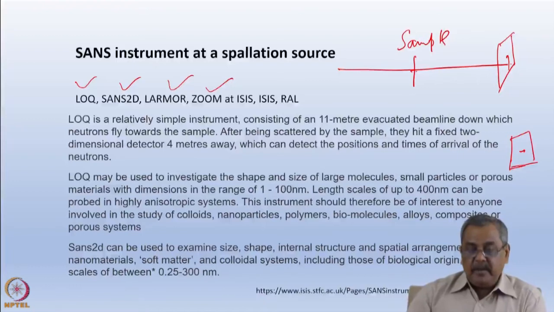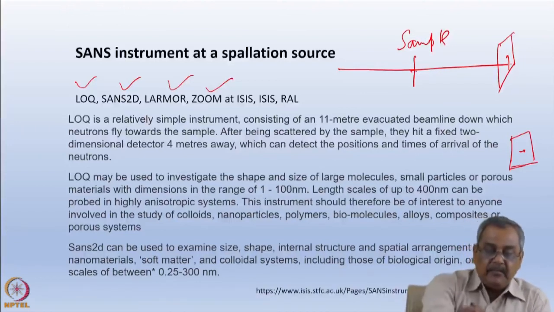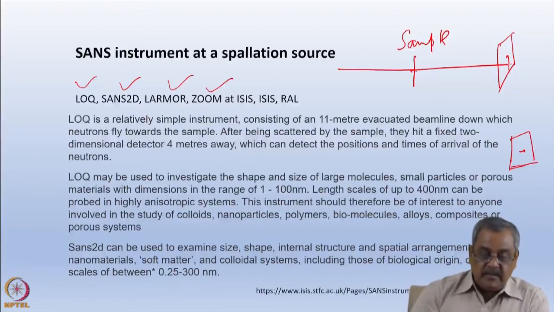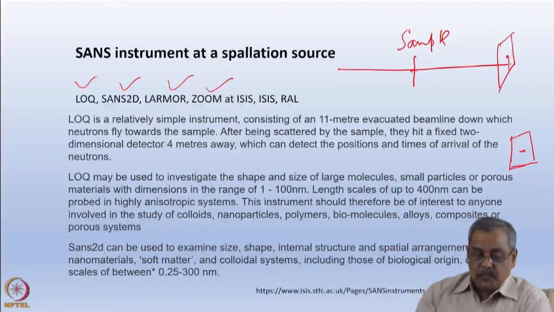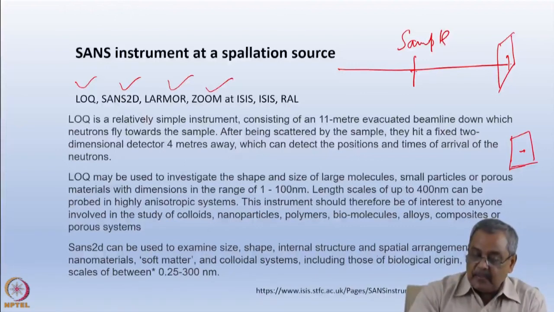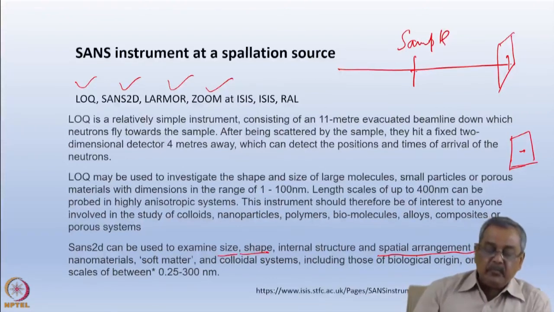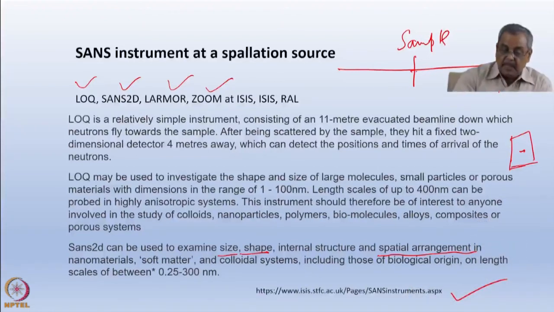You can investigate sizes from 1 to 100 nanometers. Length scales up to 400 nanometers can be probed in a highly anisotropic system. Similarly, I have just given what they have written on their site for SANS 2D. So basically, size, shape, internal structure and spatial arrangement are important. Size and shape, like many times we have fitted prolate spheroids, you have seen. We have found out the fractal dimension.